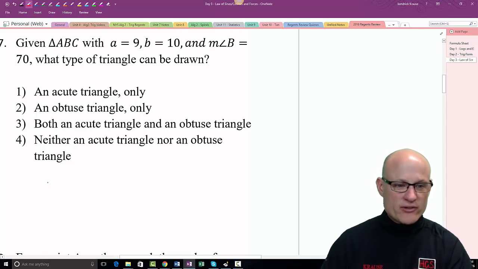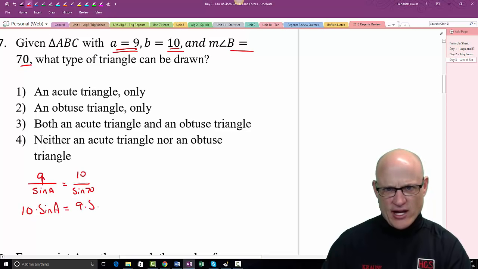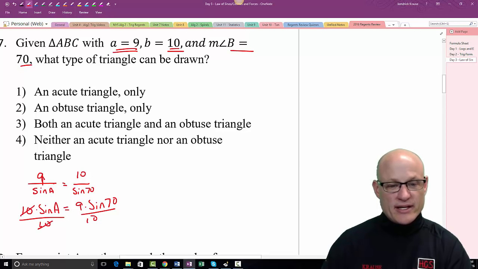We're going to put a over the sine of a. It has to equal, not a, but 9. 9 over the sine of A, because we're going to find angle A, and 10 over the sine of B. So 10 over the sine of 70. I'm going to cross multiply. So 10 times sine A has to equal 9 times the sine of 70. Divide by 10. Again, the last step will be that inverse sine.